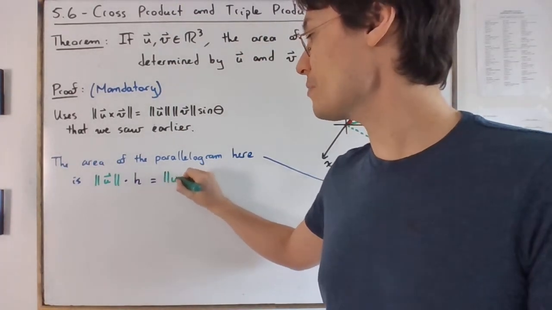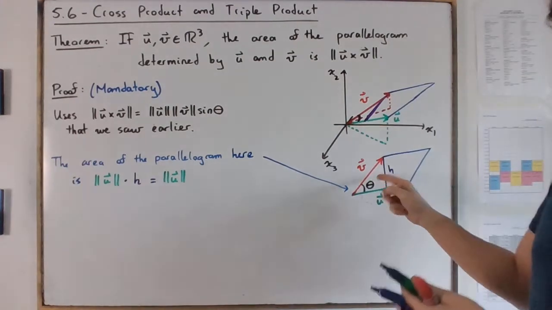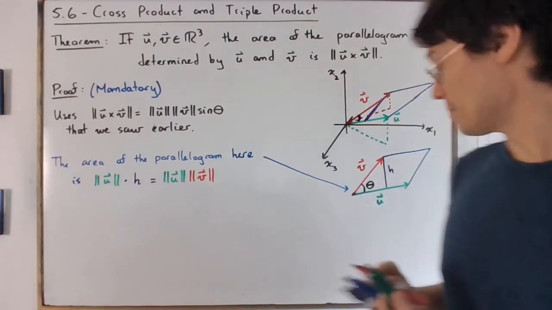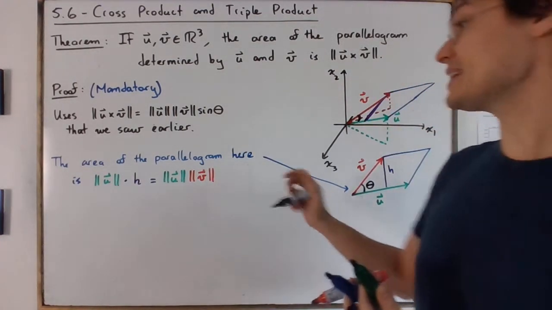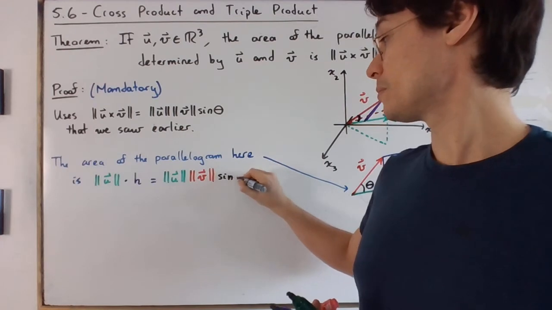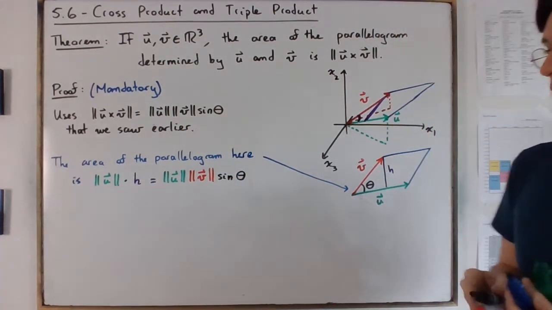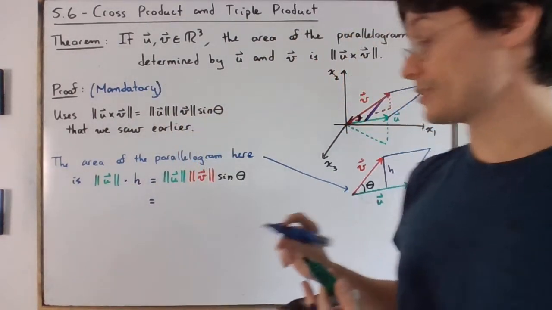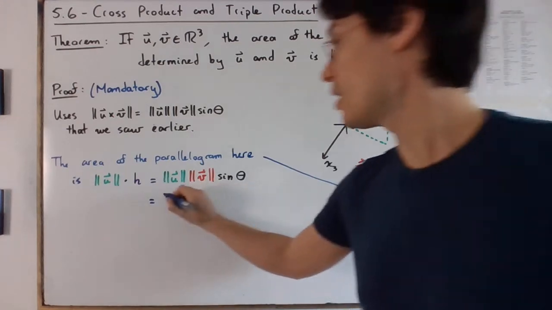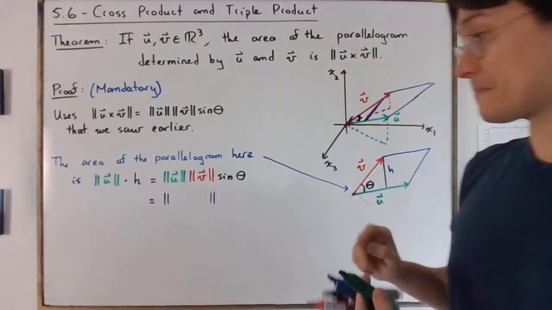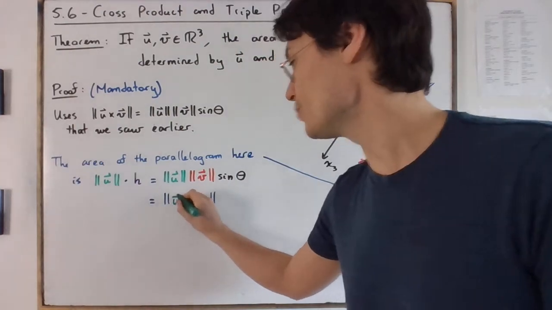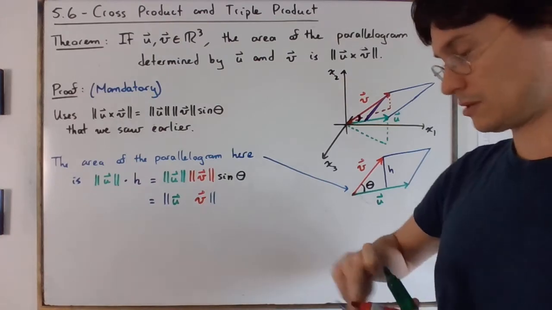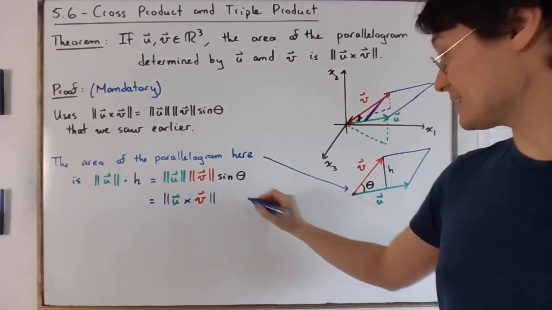So it will be the norm of u. And then as you can see, it's going to be the length of this side, which is the norm of v, multiplied by the sine of this angle. And as you can see now, this is just the formula for the norm of the cross product of u and v, right? So you have u here, v here. And this is it, end of the proof.